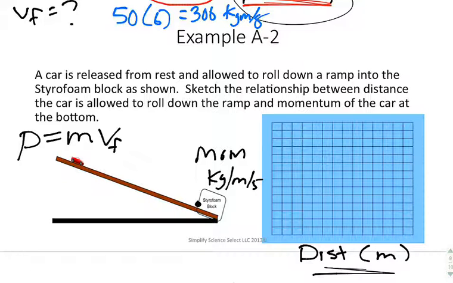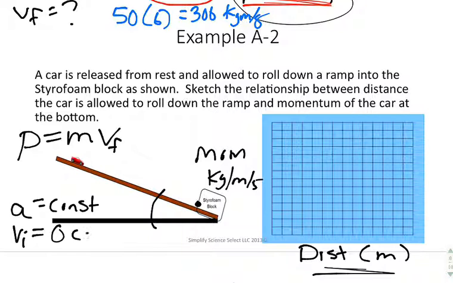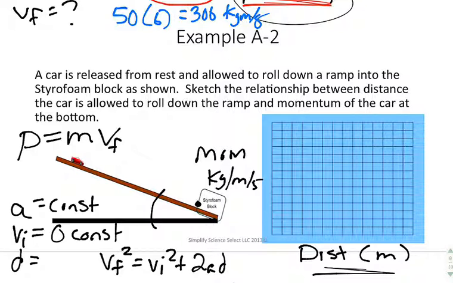So, because I'm leaving the track at a constant elevation, I can say that the acceleration is a constant. I'm going to be releasing the car from rest, so that allows me to say the initial velocity is 0, which is also constant. Using these things, I can also incorporate the distance formula: final velocity squared is equal to initial velocity squared plus 2AD.